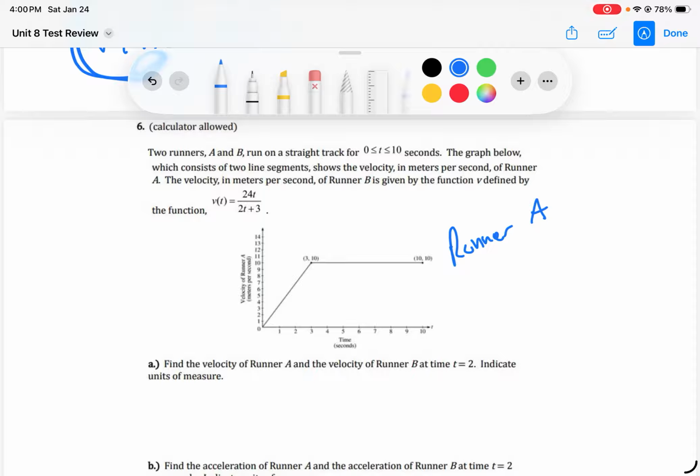All right, so this is runner A. They should have given them a name. This is velocity. Velocity is increasing, so acceleration is positive. Right here, velocity is positive. Here acceleration is 0 because velocity is not changing. Acceleration is the derivative of velocity. All right, runner B, his or her velocity is given to you by an equation. So one runner is given to you by a function, one given to you by a picture.